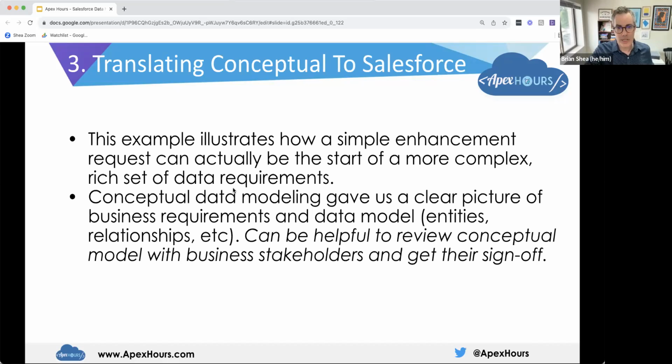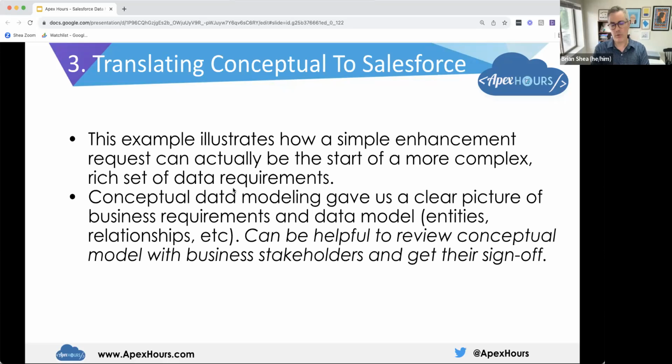And as I mentioned before, a conceptual data model gives us a clear picture of our requirements in our data model. If possible, it can be helpful to have the conceptual model reviewed with business stakeholders and get their sign off. I will say different business audiences may be more or less comfortable with reviewing conceptual data models. I've worked with some that are very comfortable with it. They're comfortable with talking through entities and cardinality and all that.